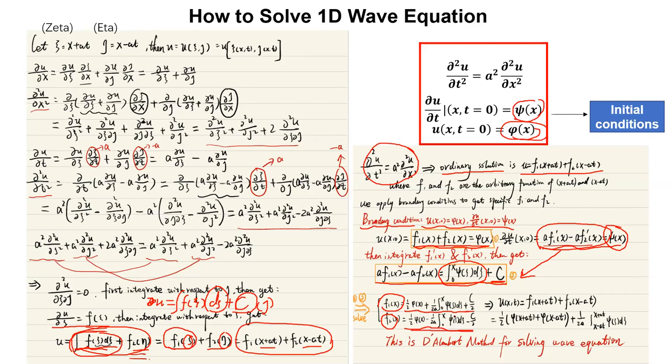And you can resubstitute f1(x), its variable x, with x plus at. F2(x), its variable x, we substitute with x minus at, and you can get the final result here. You can note this equation has a general solution, and its final form will be determined by its initial condition.